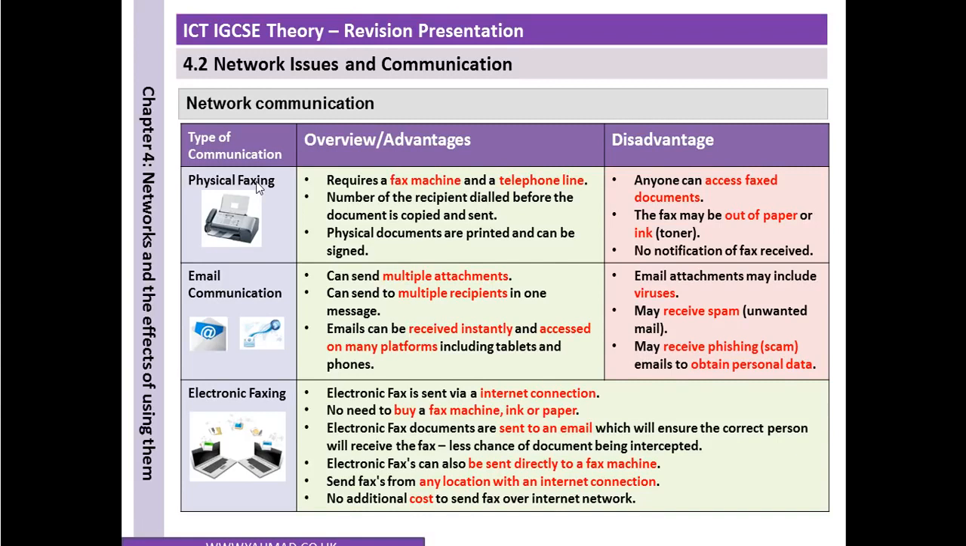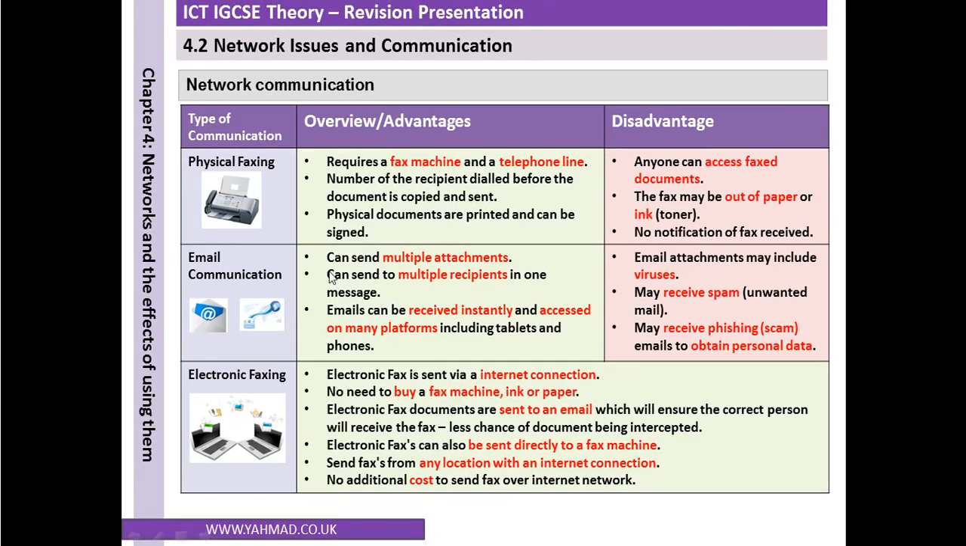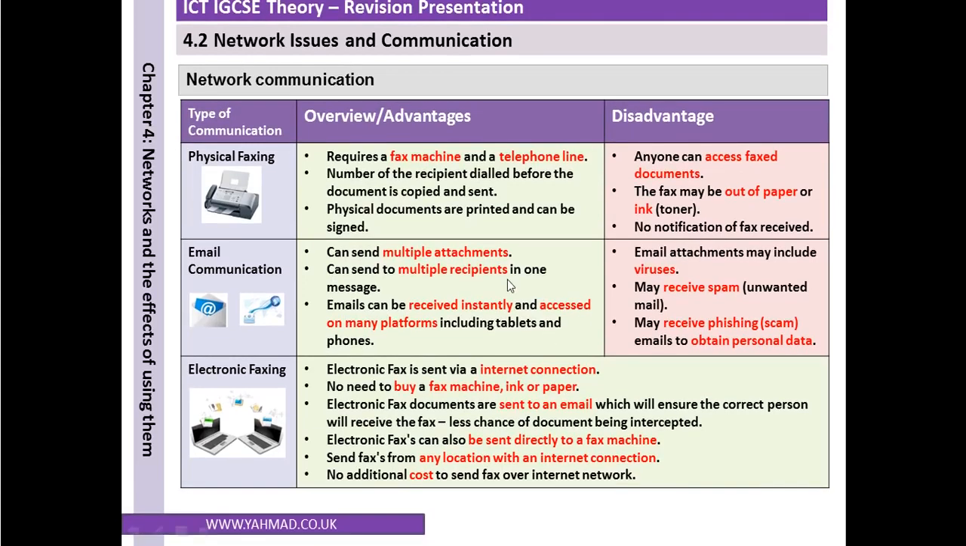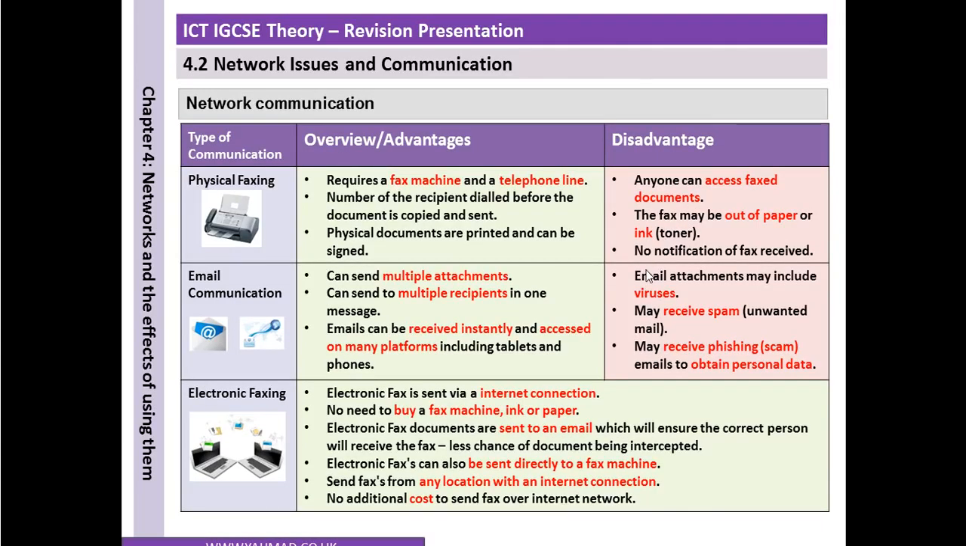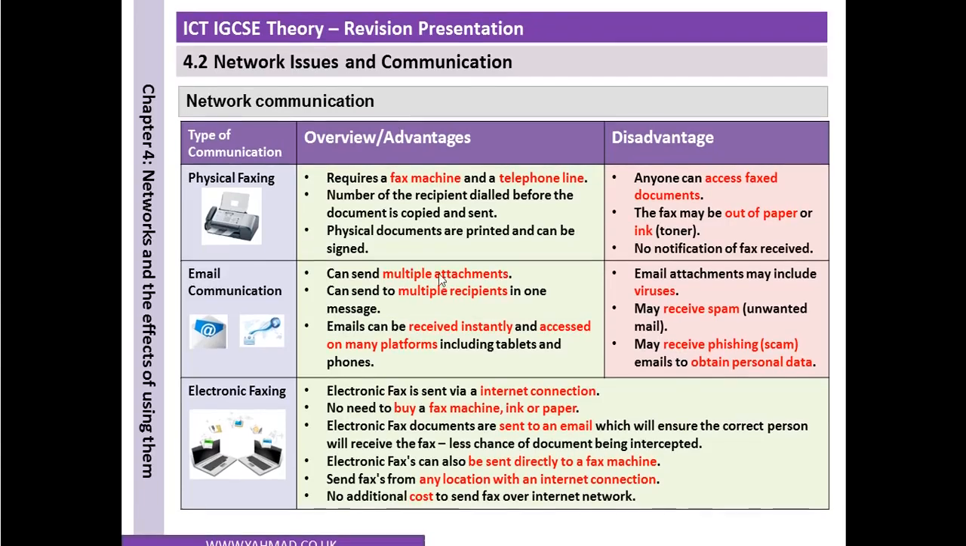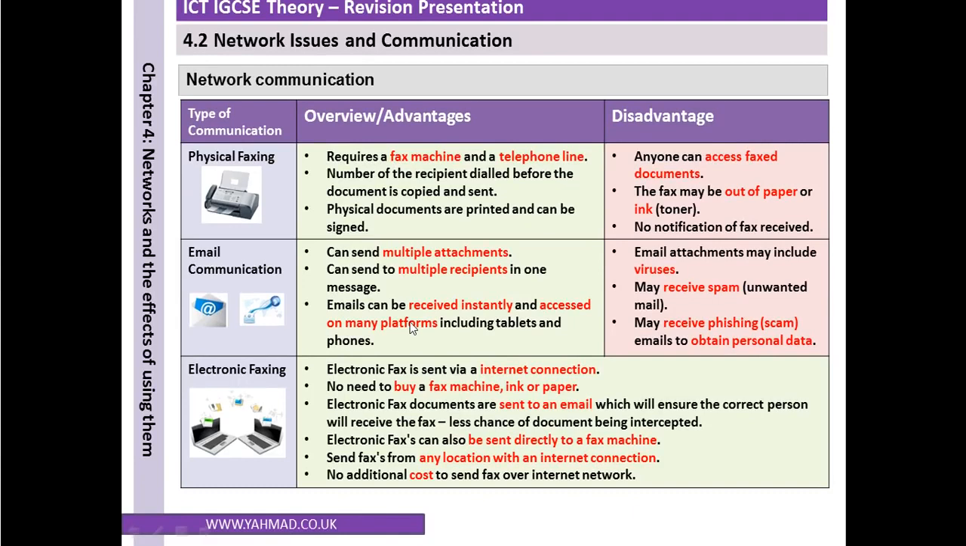So let's compare physical faxing to email. With email communication, you can send multiple attachments and can send to multiple recipients in one message. Emails can be received instantly and accessed on many platforms, including tablets and phones. With an email, typically the user will receive a notification on their phone, for example. The email can be received outside of office hours, so it can be received at any time.